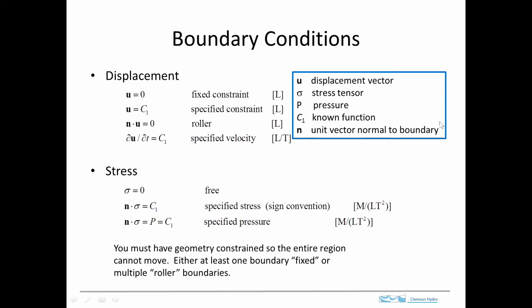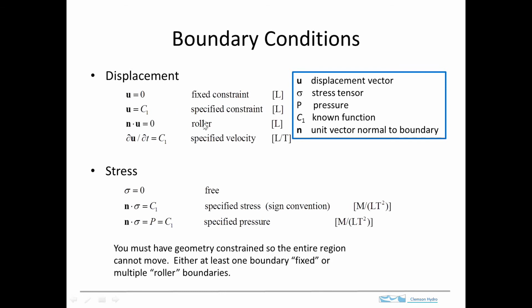Now, one of the things that you'll find when you set up problems like this is that if this is the region, this is your geometry, you have to have it constrained with displacement boundary conditions sufficiently so that the body doesn't move. And so you have to have at least one displacement boundary condition, and sometimes more. So if you have a fixed constraint boundary condition somewhere, then that will be good enough to keep it from moving, at least from translating in an unconstrained way.